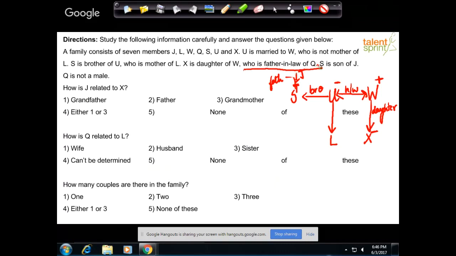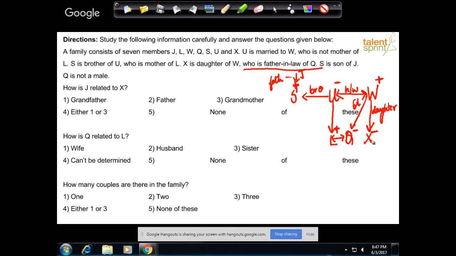Who is the father-in-law of Q? Now, W is the father-in-law of Q. Notice, father-in-law. They tell us that Q is not male, which means Q is female. Since Q is female, and we know that U and W have two children, L and X, it means that Q is actually the wife of L, and L is actually a male. Now, I hope that all of you have understood how we have got this tree diagram. And once we have got this, we can answer any question.